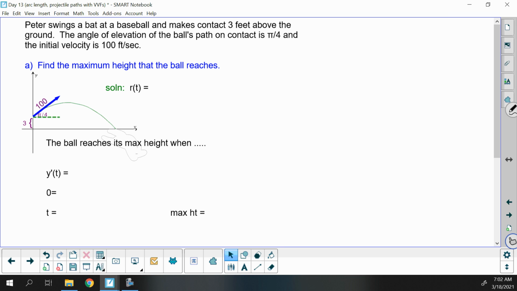So we got Peter swings a bat of a baseball and makes contact 3 feet above the ground. The angle of elevation is pi over 4. Initial velocity is 100 feet per second.